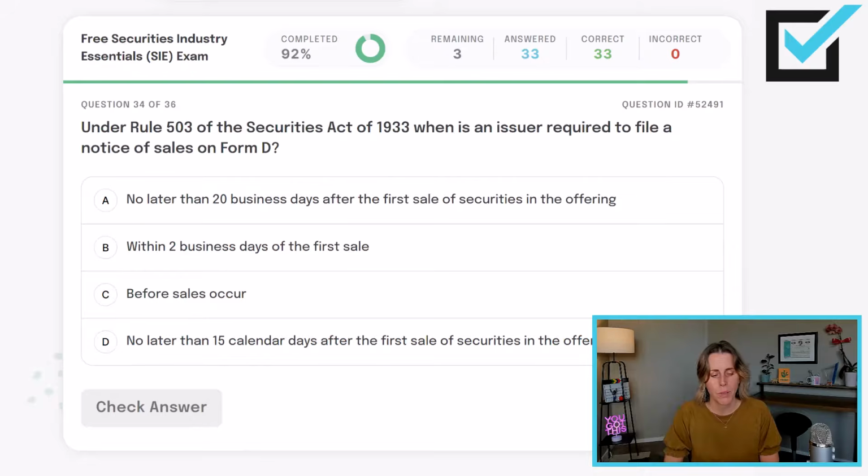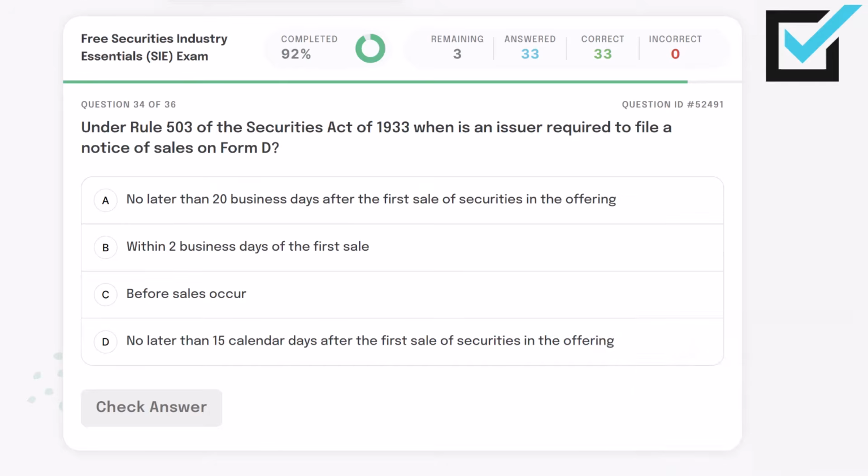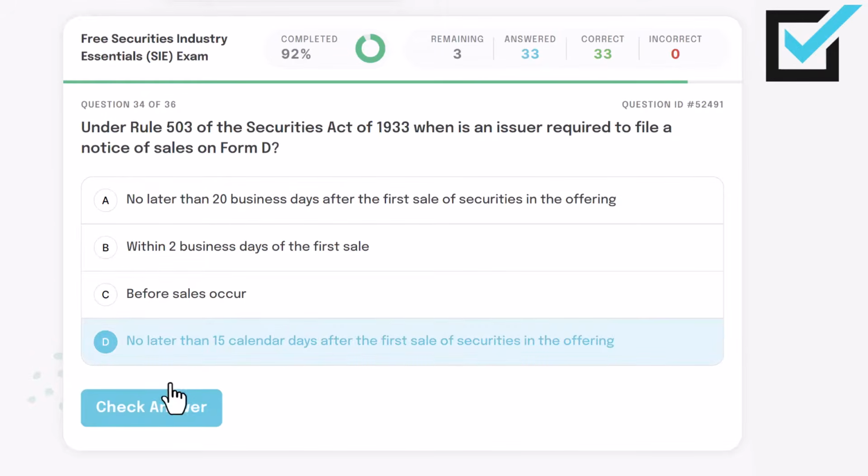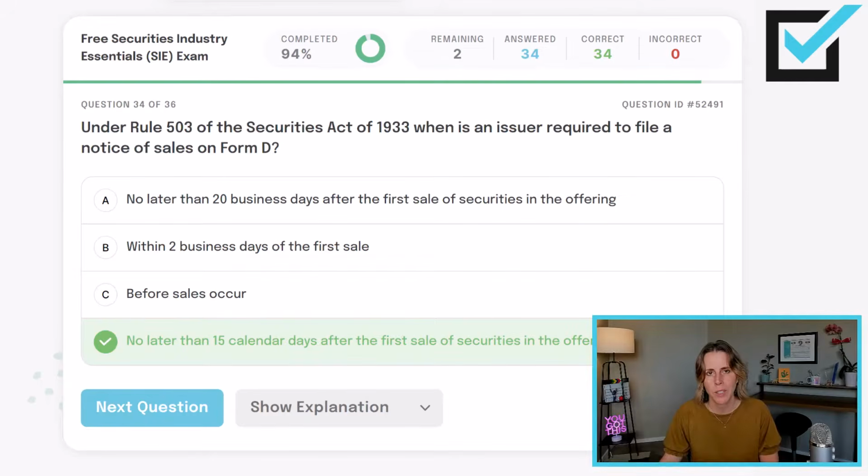Under Rule 503 of the Securities Act of 1933, when is an issuer required to file a notice of sale on Form D? No later than 20 business days after the first sale of securities in the offering, within 2 business days of the first trade, before sales occur, or no later than 15 days after the first sale of securities in the offering. The correct answer is no later than 15 calendar days after the first sale of securities in the offering. This paperwork is filed electronically through the EDGAR system.